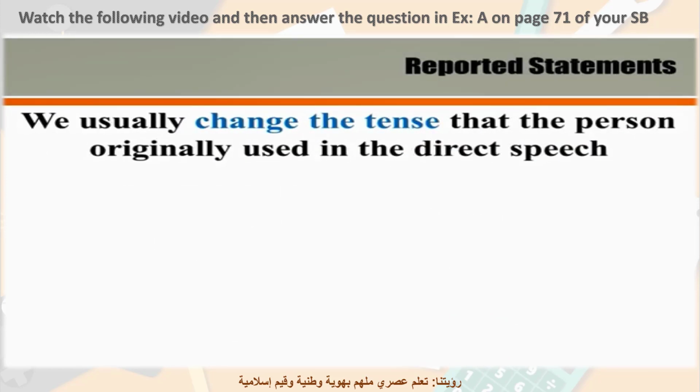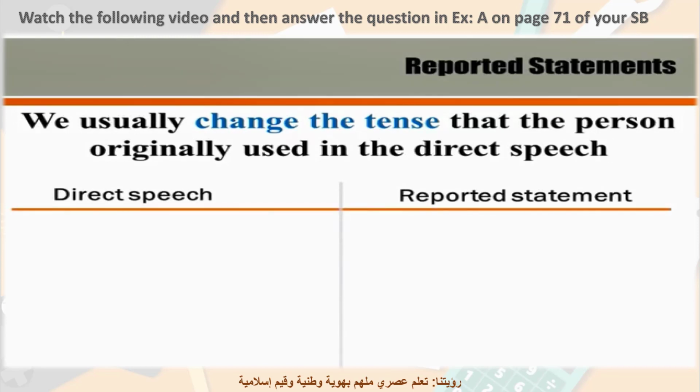Now, when you tell someone what someone else said, you're really telling a very little story. Because of this, we usually change the tense that the person originally used in the direct speech. This table indicates the main changes in tenses that happen when reporting something someone says.